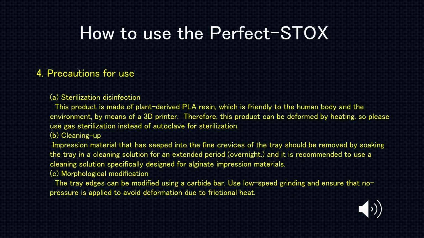C. Morphological modification. The tray edges can be modified using a carbide bar. Use low-speed grinding and ensure that no pressure is applied to avoid deformation due to frictional heat.